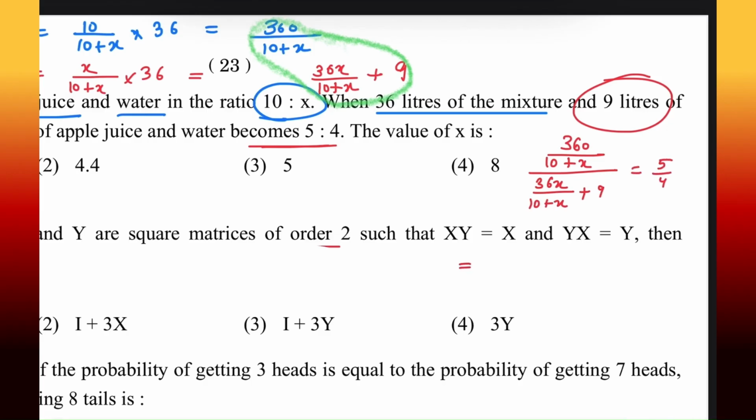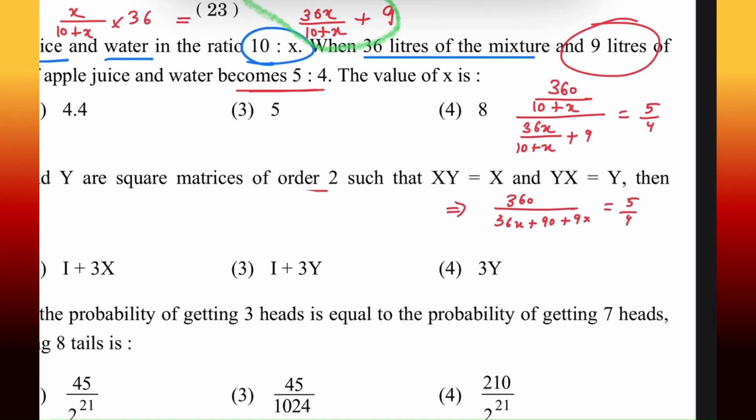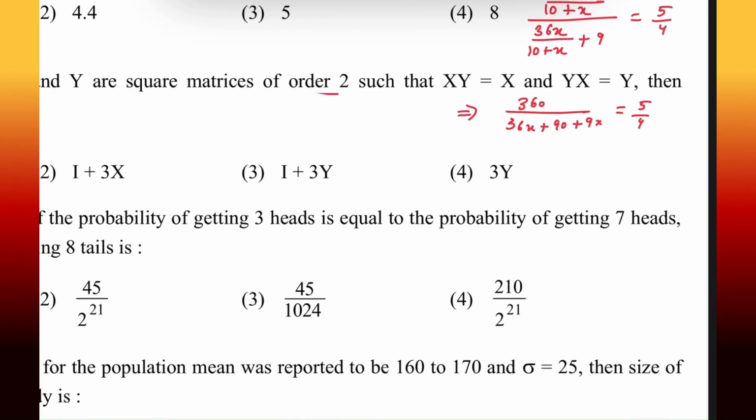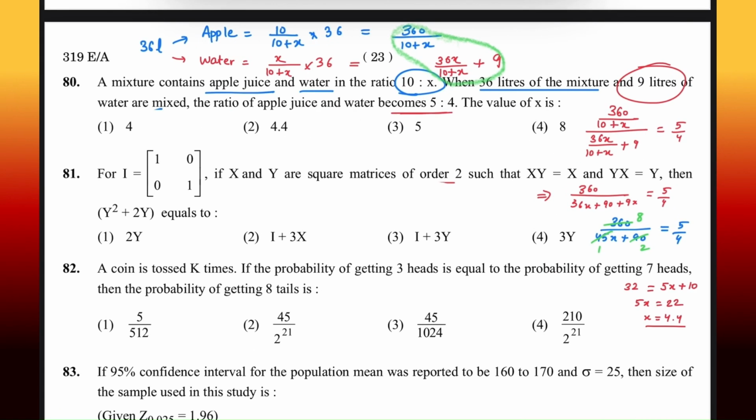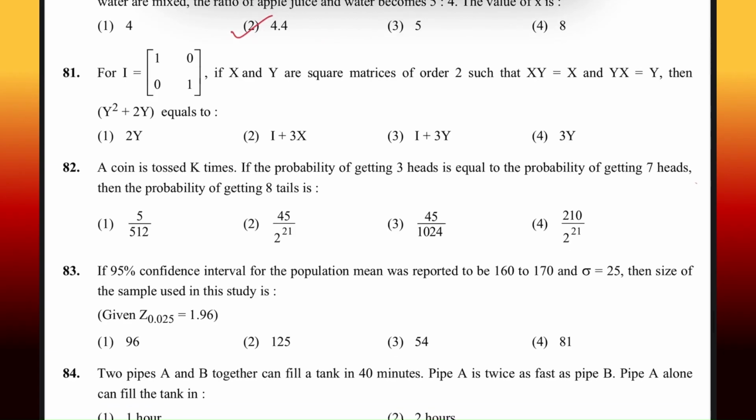Okay, so when you simplify this thing, what we get is 360 upon 36x plus 90 plus 9x equals to 5/4. And if you further simplify this thing, what you get is 360 upon 45x plus 90 equals to 5/4. Then you cancel out by a factor of 45 here. 45 into 8, 45 into 1, 45 into 2. Then you cross multiply. You get 32 equals to 5x plus 10. Finally, 5x equals 22, and then x equals to 4.4, right? So x equals to 4.4. Hence, option 2 is the correct answer for this question. Moving on to question number 81.